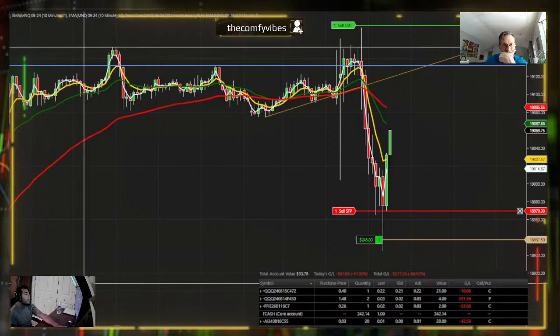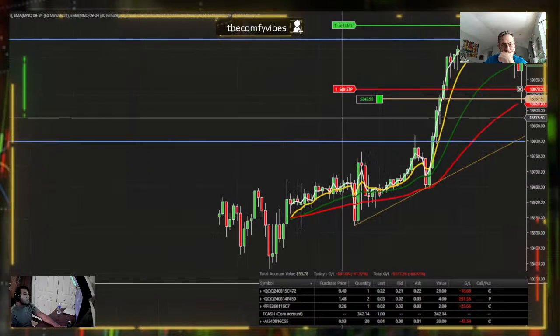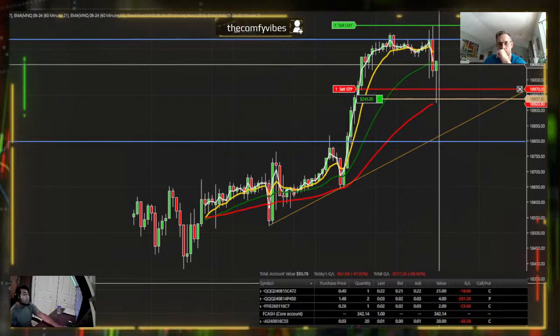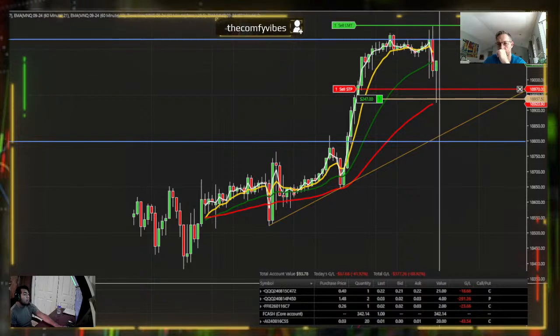What I'm seeing right now, let's just go over a little bit. I want to see this reversal all the way back up and possibly even further. We still are in an uptrend.